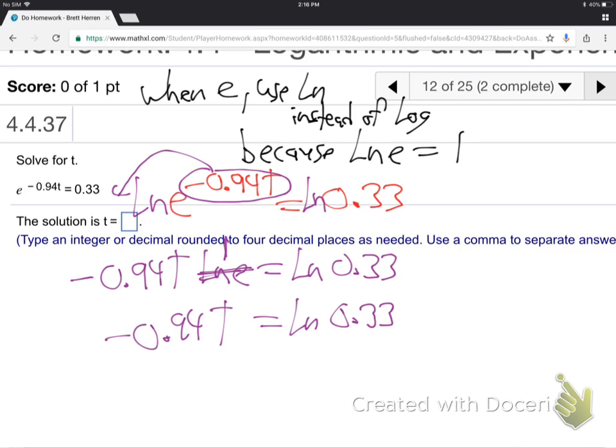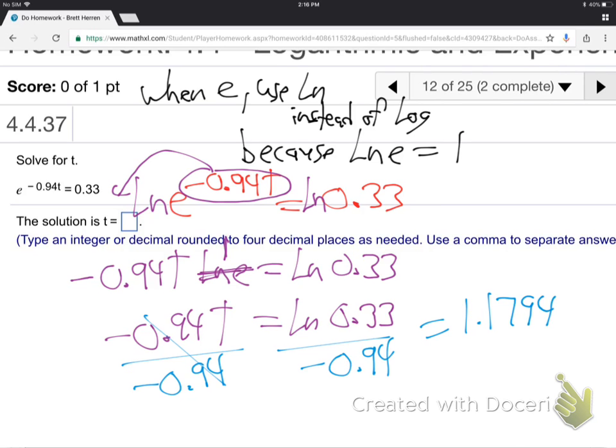Last step, now we just divide. Now that the t is not in power, it's not a problem. Boom, there it is. I'm going to hit that on your calculator. You know where the ln button is? It's over on the left, just right below the log. I'm getting how many places? I have 4 places. 1.1794.